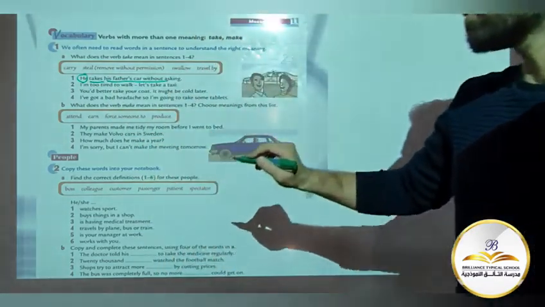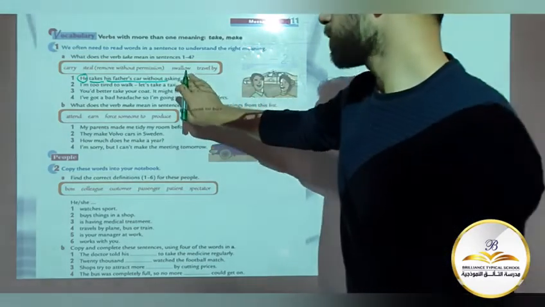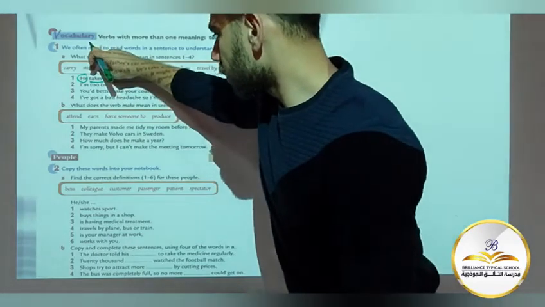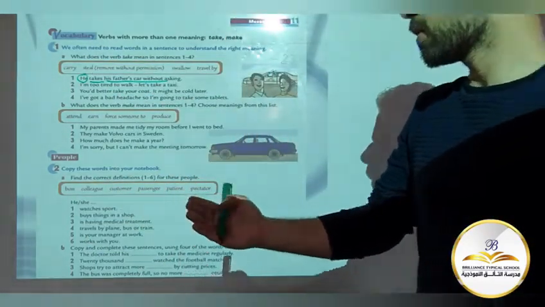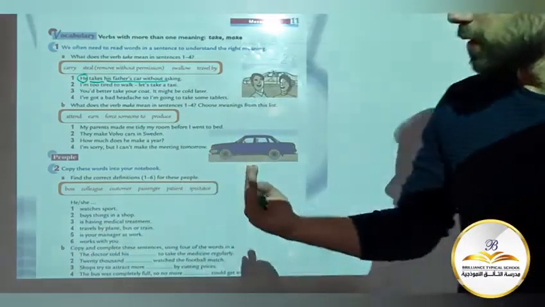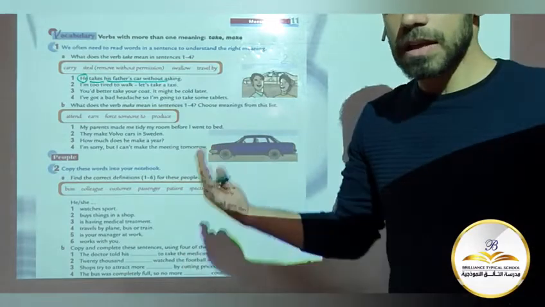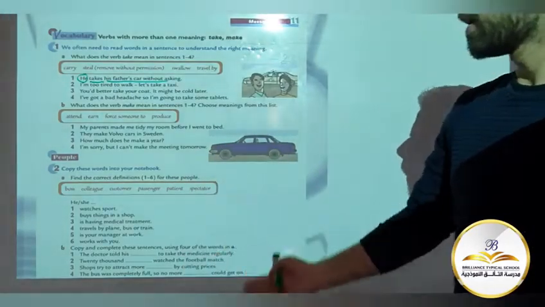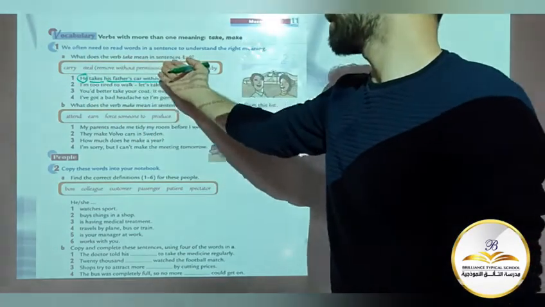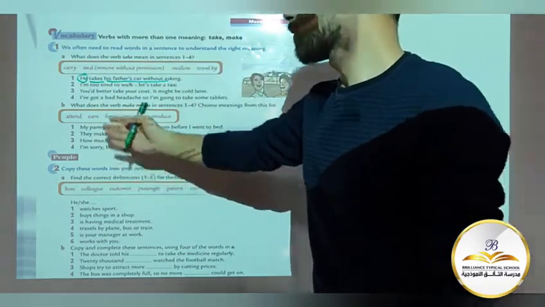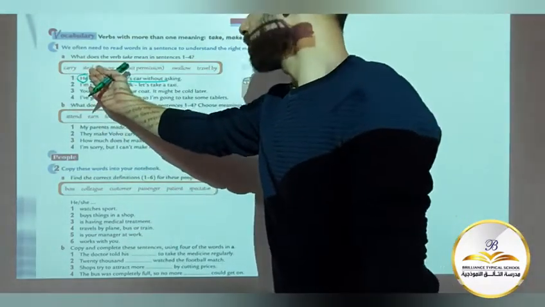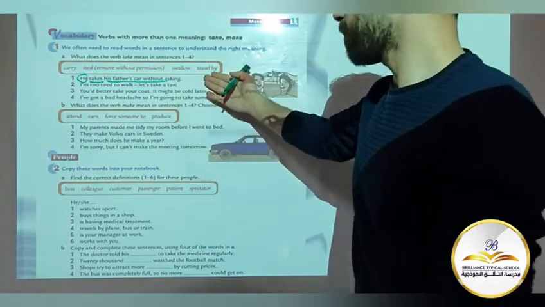We call this context clues. When we have a new or a foreign word and we don't know its meaning, we are going to take a look at the neighboring words, what comes after it and what comes before it. So we are going to try to understand the meaning of this word. Now, let's take a look at the question again. What does the verb take mean in sentences 1 to 4? They gave me some options: carry, steal, swallow, travel by.